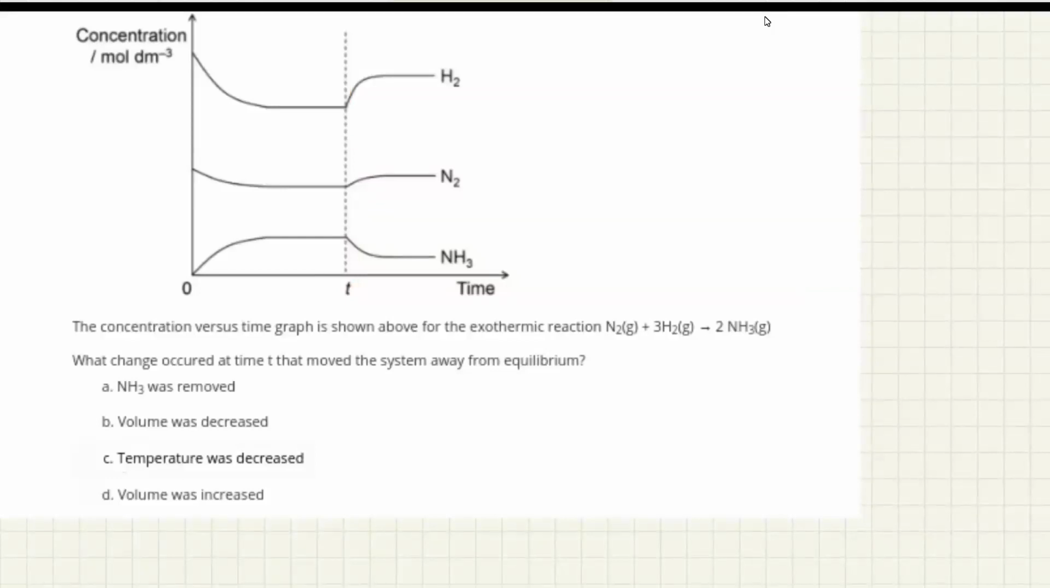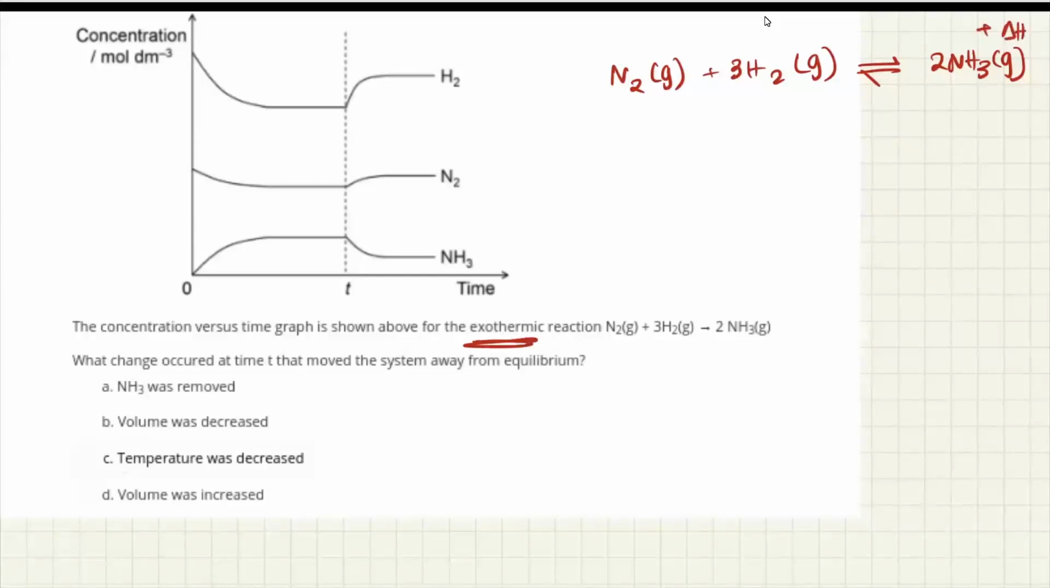Okay, so first of all, let's just write our equation here. We have N2 gas plus 3H2 gas forming 2 NH3 gas. Now, we can see that this is an exothermic reaction, so let's add our delta H on the product side as well, okay? Because exothermic means it releases energy, yeah? So now that we know that, let's analyze the graph here.